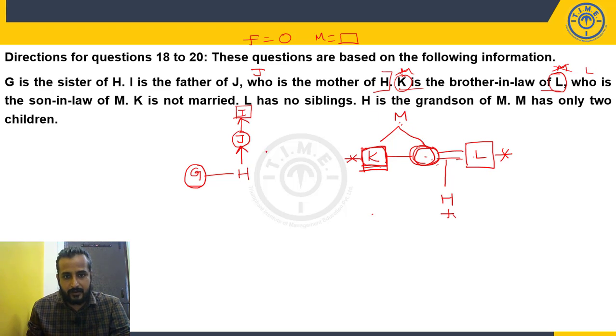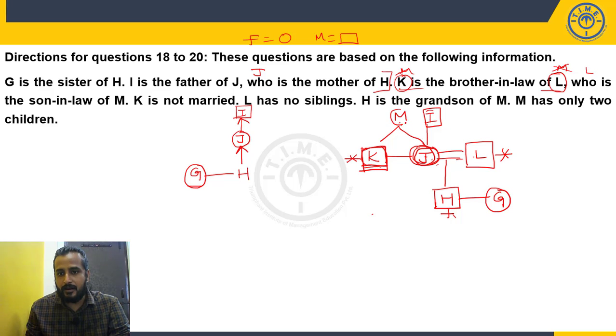Clear? Now earlier we have a statement, G is a sister of H, so H is a male here, and G is a sister of H, and H's mother is J, and J's father is I. When I is male and already one of the parents of J is M, so M and I are a couple. M is female, I is male. So this is our final arrangement.